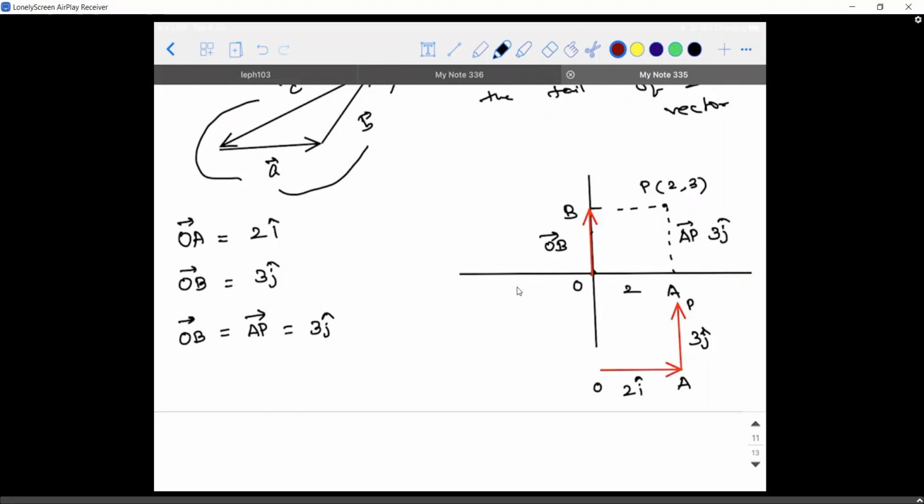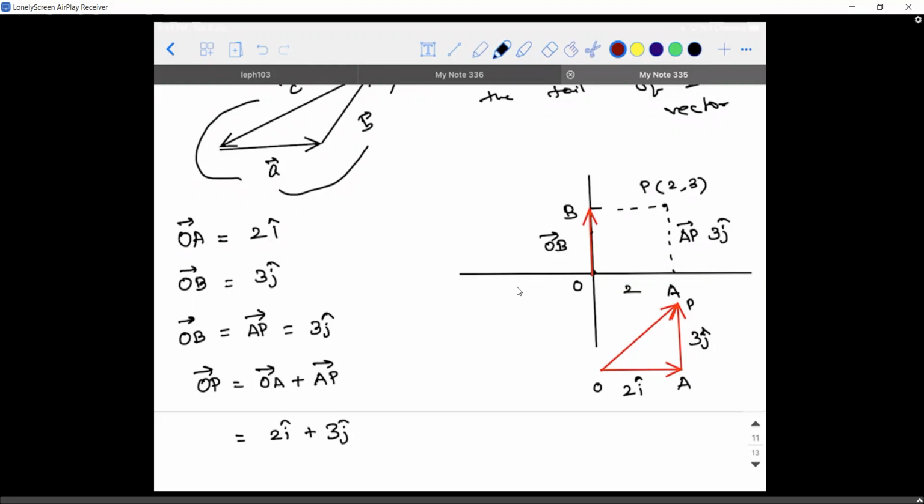Now, what law can I apply to find out what is OP vector? My interest of study is OP vector. According to the triangle of addition, it is nothing but the sum of the two vectors which are taken in order: OA vector plus AP vector. But what is OA vector? It's 2i cap and AP vector is 3j cap.